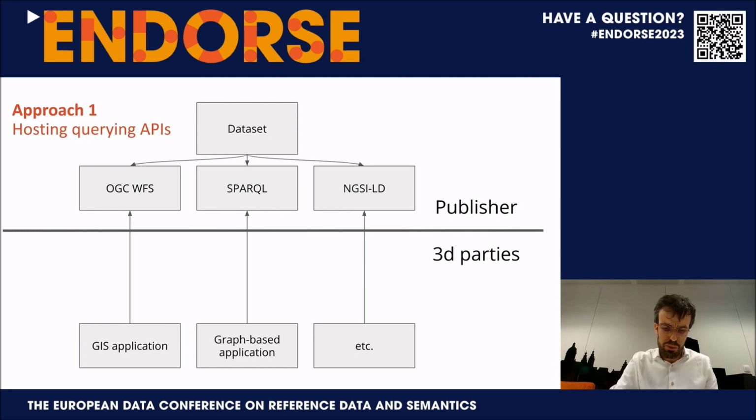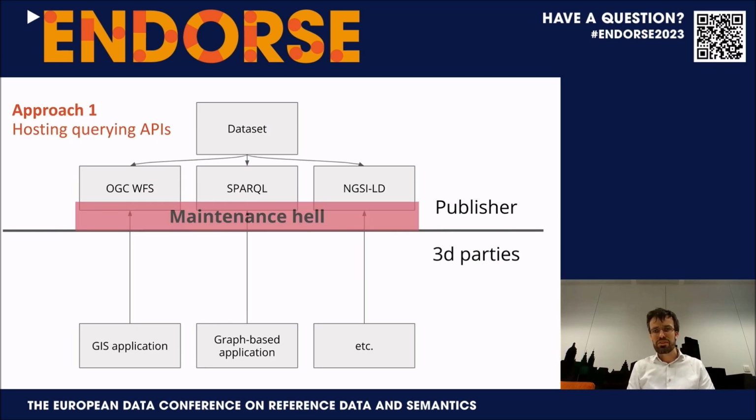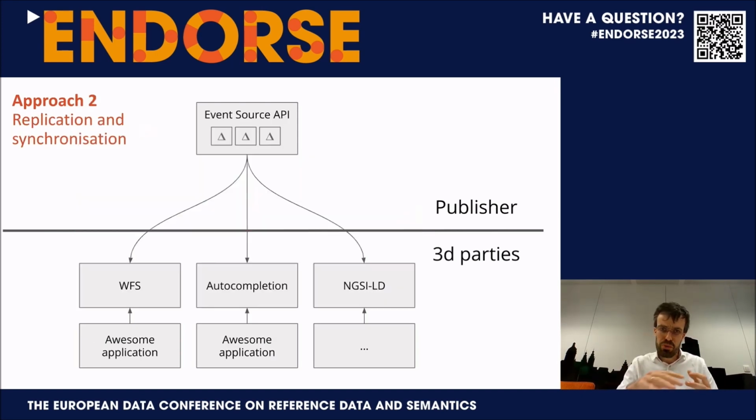And at a certain moment, the data publishers will have so much work publishing yet another API that they will end up in a maintenance hell. They will not know anymore what new dataset to publish there. So we need a different approach, and that's what Linked Data Event Streams came up with. Pretty basic, of course. It's not the thing of Linked Data Event Streams.